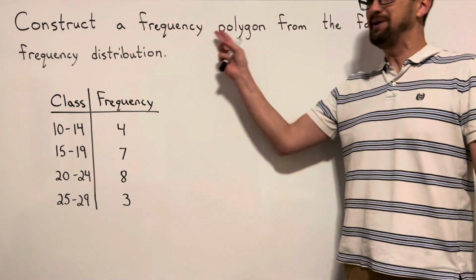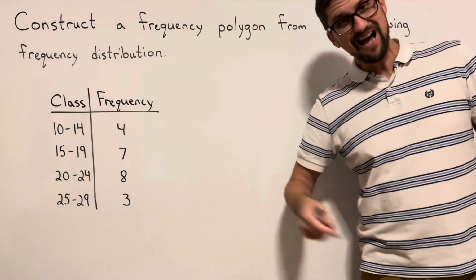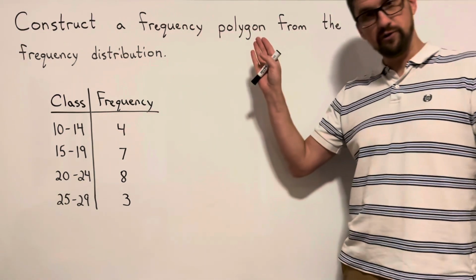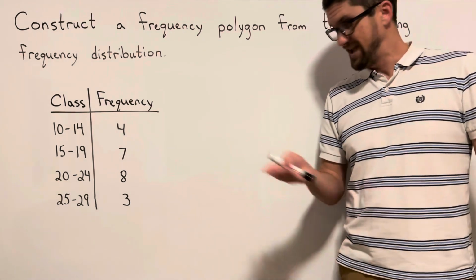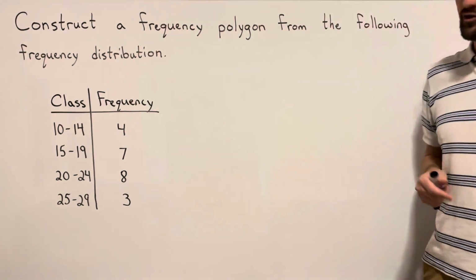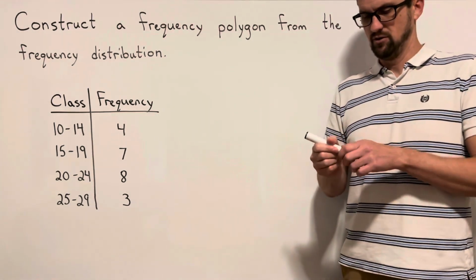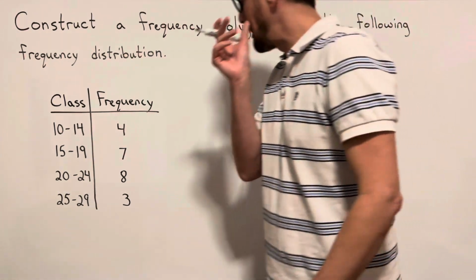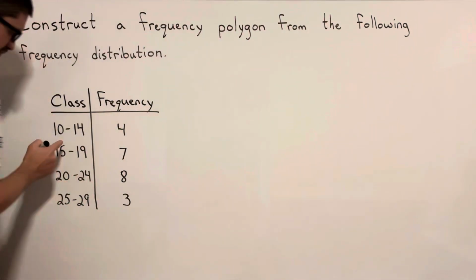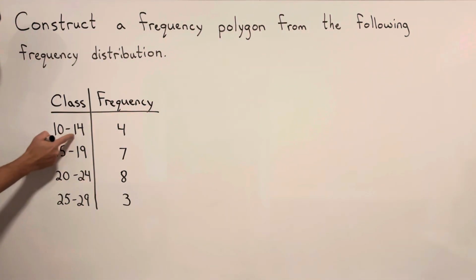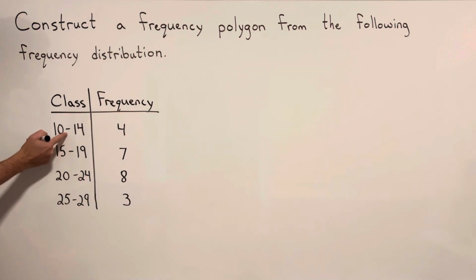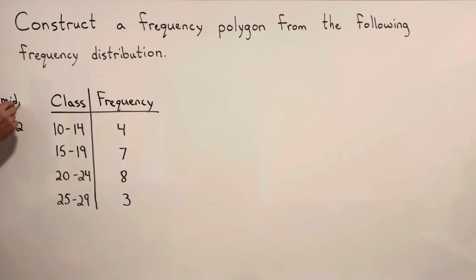Now, a frequency polygon is a line graph with frequencies on the vertical and the classes on the horizontal. I'm going to use the class midpoints for the horizontal axis. So if you calculate the midpoint here, you can add these up and divide by 2. The middle number here is 12. So here are the midpoints.